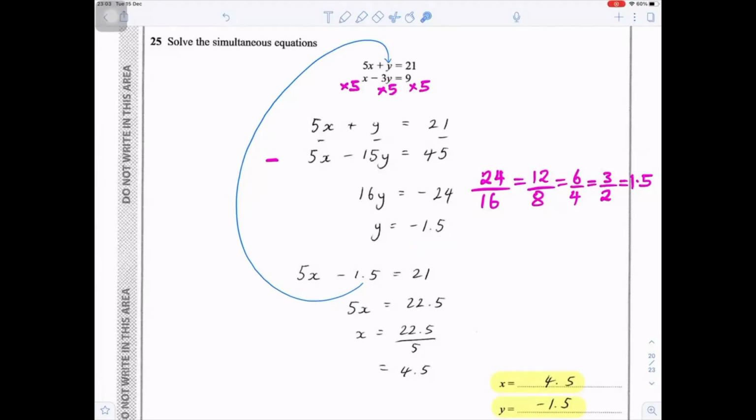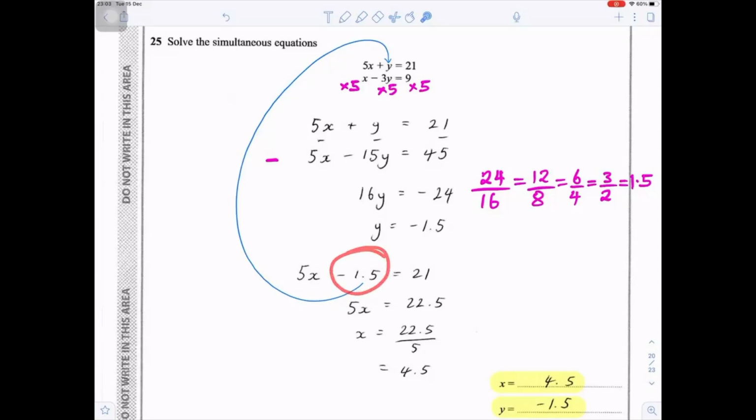How do you find the value for x? You go back and substitute into one of the equations, and we use the one which is easiest. I find the first one, 5x plus y equals 21, is easiest. So the minus 1.5, you substitute in there for y. So you have 5x minus 1.5 equals 21.